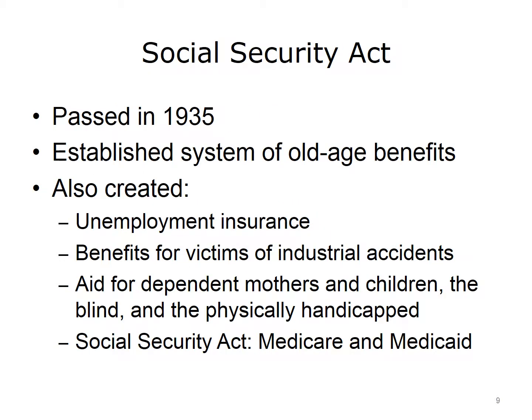In 1935, President Franklin D. Roosevelt pressed for Congress to pass the Social Security Act as part of the New Deal during the Great Depression. One of the law's major effects was establishing old age benefits for people who have been employed, today's Social Security. However, the law also created a number of other benefits, including unemployment insurance, as well as aid to victims of industrial accidents, dependent mothers and children, the blind, and the physically handicapped. Later, amendments to the Social Security Act allowed for the two large federal payment programs, Medicare and Medicaid.